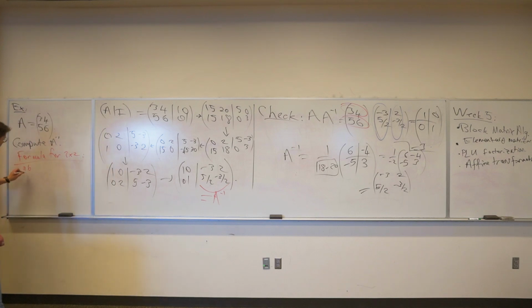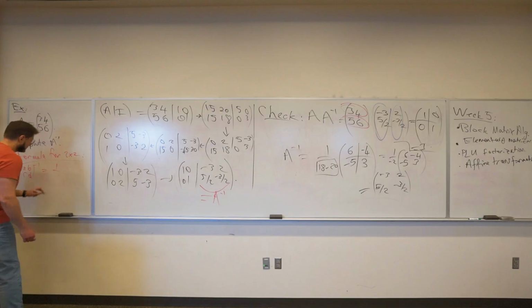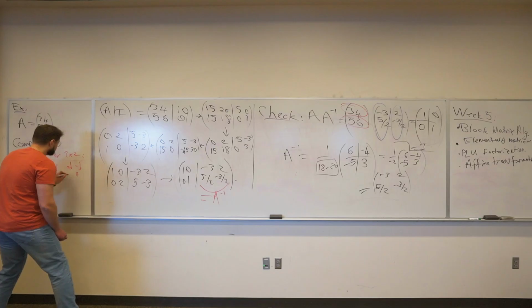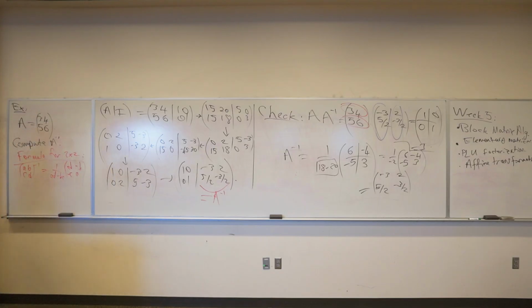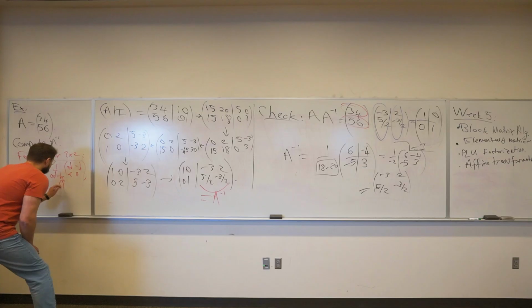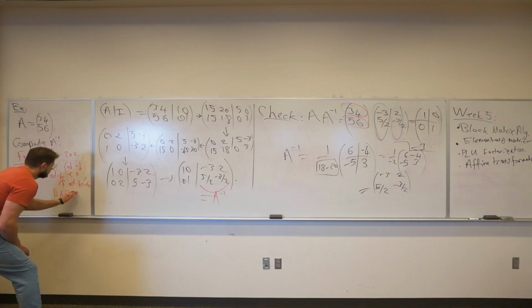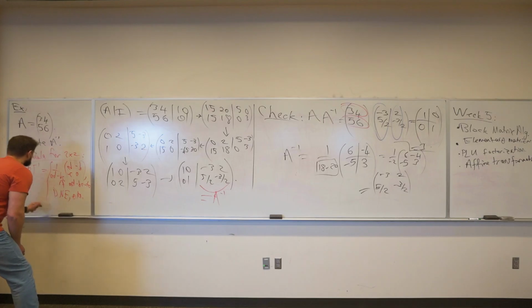So for a matrix with entries A, B, C, D, the inverse equals 1 over AD minus BC, times the matrix with D and A on the diagonal, and minus B and minus C on the off diagonal, if AD minus BC is non-zero, and doesn't exist otherwise. Okay, that's the formula.